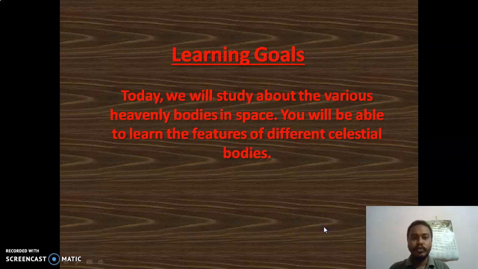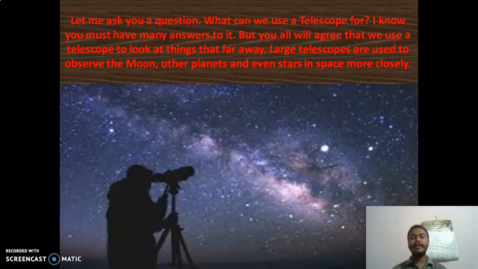The learning goals: Today we will study about the various heavenly bodies in space. You will be able to learn the features of different celestial bodies. So we'll be learning various heavenly bodies in space and we'll know what the features of these celestial bodies are. So let me ask you a question.